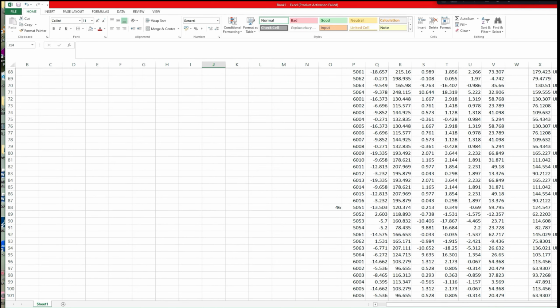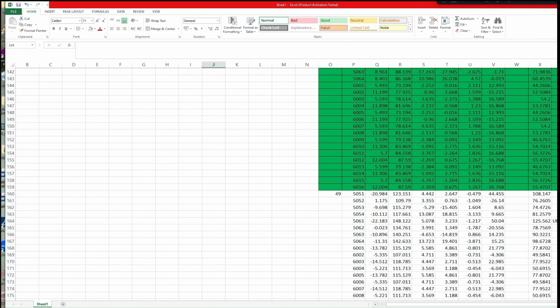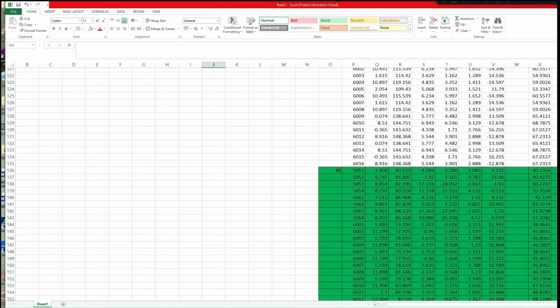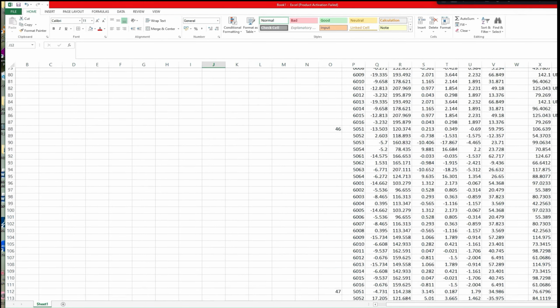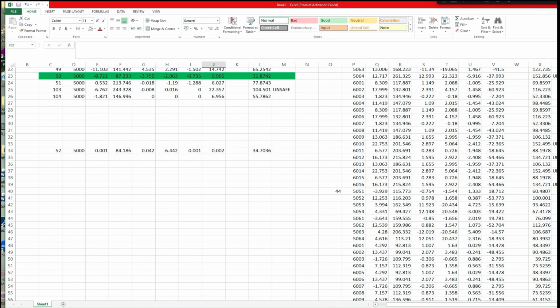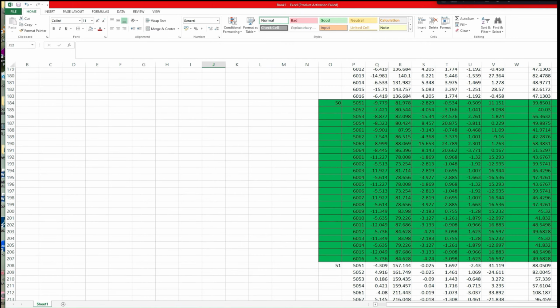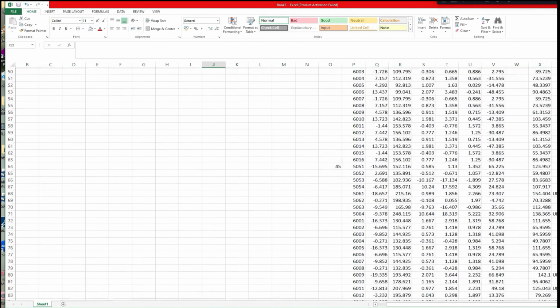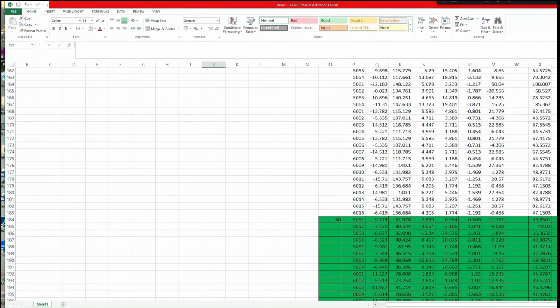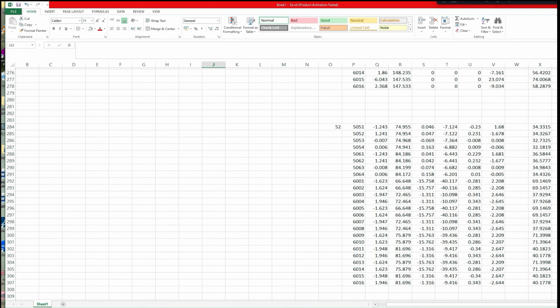49 is still unsafe. So let us make it 1.75 by 1.75. 49 has now become safe. So next is our 51 and 104, and 52. 51, let us go to 51. 51 is safe. Then 104 is also safe. Then 52 is also safe.